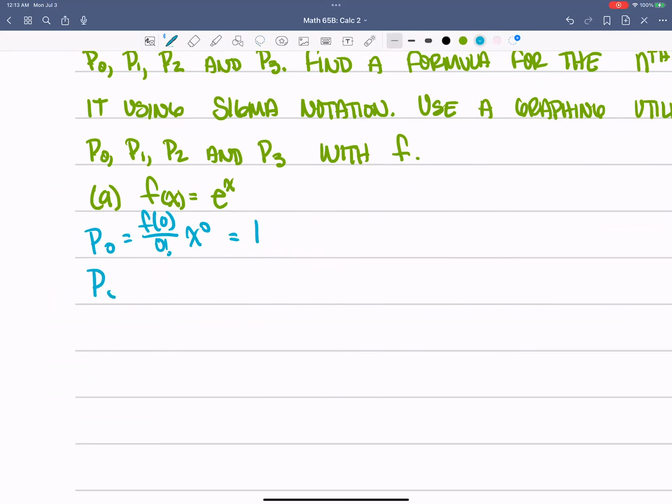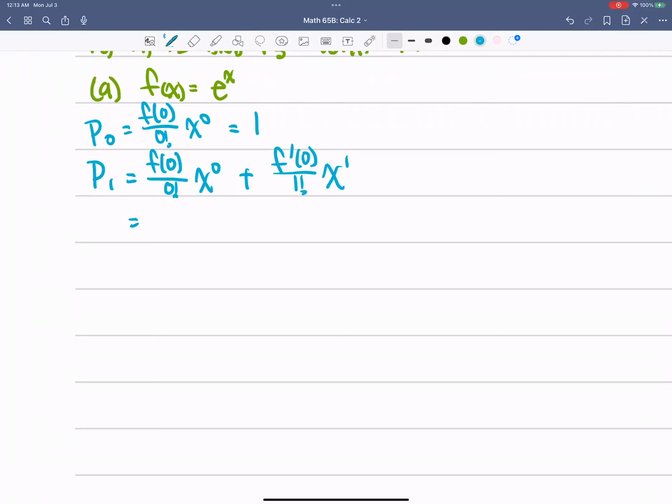For our second polynomial, or for polynomial 1, we have this top part here, f of 0 over 0 factorial, x to the power 0, plus our first derivative, f prime of 0 over 1 factorial, x to the power 1. Which this one ends up being 1 over 0 factorial, x to the power 0, plus 1 over 1 factorial, x to the power 1. This ends up being 1 plus x.